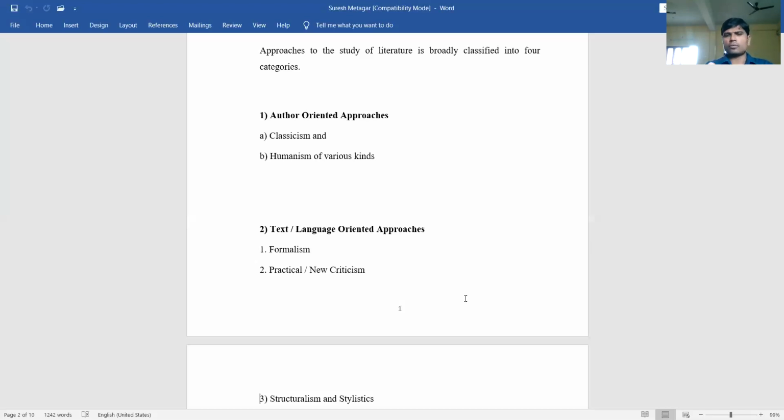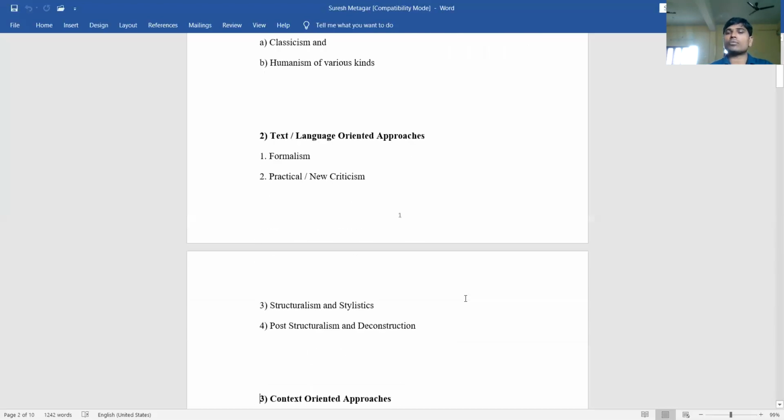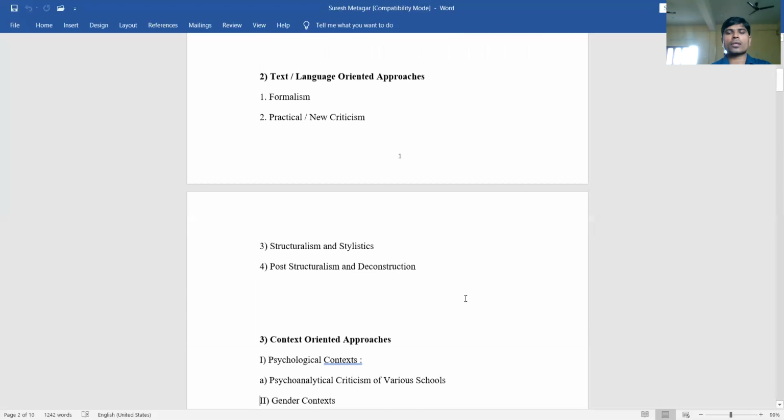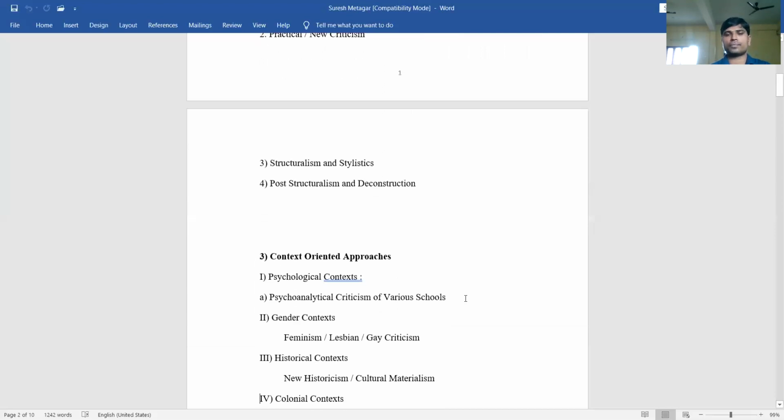So we have 4 more subcategories in this text or language-oriented approach. The first one is formalism. The next ones are practical and new criticism. I am going to deal with these sections in detail, that is why I'm not going to explain them now. Let us move to the context-oriented approach.